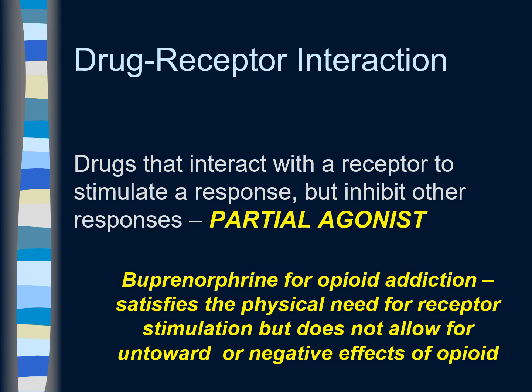There are very few drugs that will do both inhibition and stimulation of response, and we call those drugs partial agonists. One of the few examples that I'm able to find is, and I can't say this very easily, buprenorphine, and that is a drug that's used for opioid addiction, and it satisfies the physical need for the receptor stimulation but doesn't allow for the negative effects of the opioid, like overdose and death.